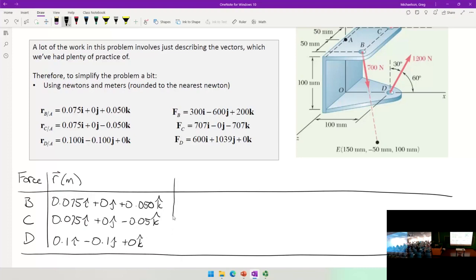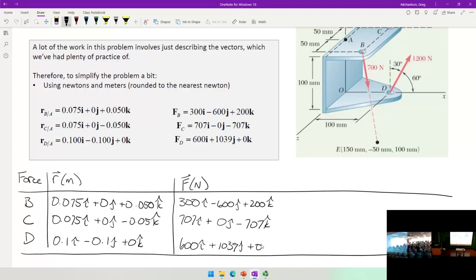Then just like last time, we have force vectors in newtons. So we have 300i minus 600j plus 200k. 707i plus 0j minus 707k. And then 600i plus 1039j plus 0k.